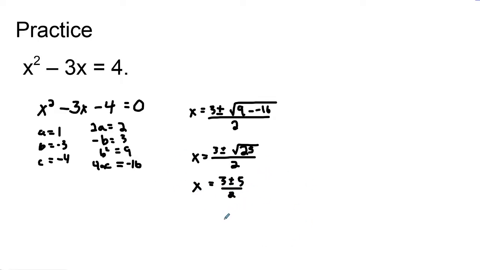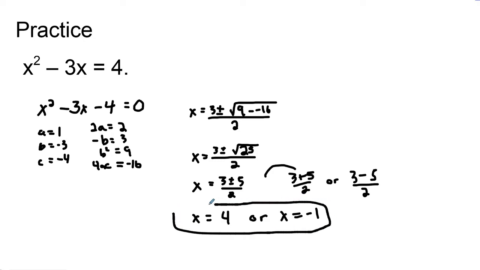So now go ahead and solve. We have to split it into the two different possibilities. One possibility is 3 plus 5 over 2, or we do the negative version, 3 minus 5 over 2. So 3 plus 5 is 8, 8 divided by 2 is 4. Or x is going to be equal to 3 minus 5, which is -2, and -2 divided by 2 is -1. So those are my two solutions: x equals 4 or x equals -1.